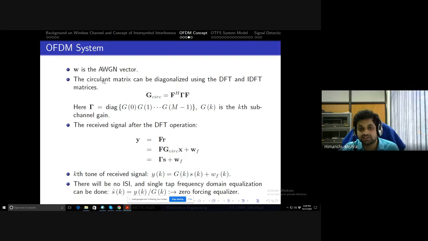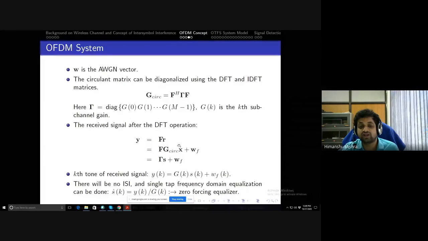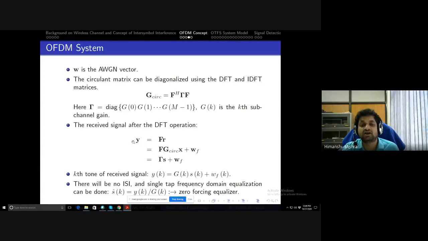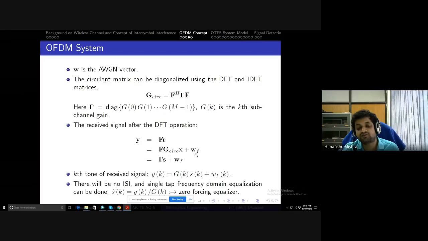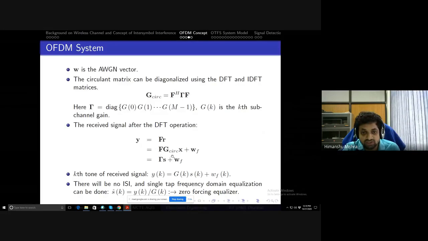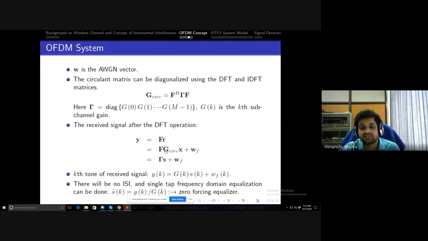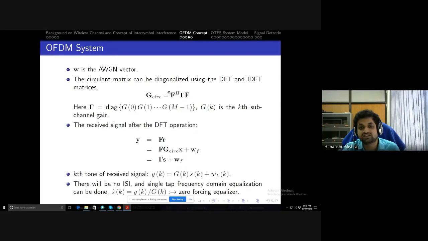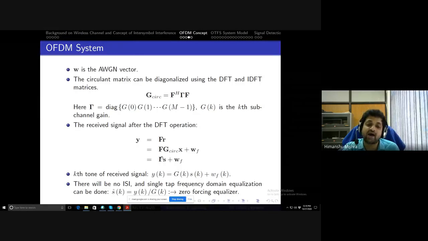Now you substitute that R from the previous equation, the received signal. Then what do you get? G circulant times X plus the FFT of the noise vector, which you will get as WF. Let us not bother about the noise, and focus only on this part: F G circulant times X. Substitute this G circulant over here, and you will get simply gamma times S.